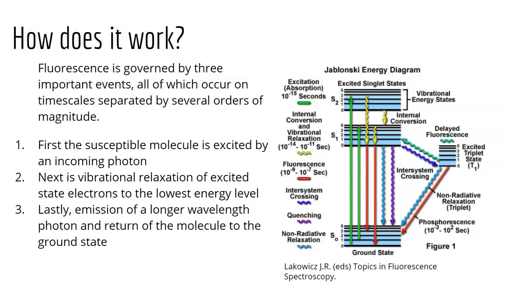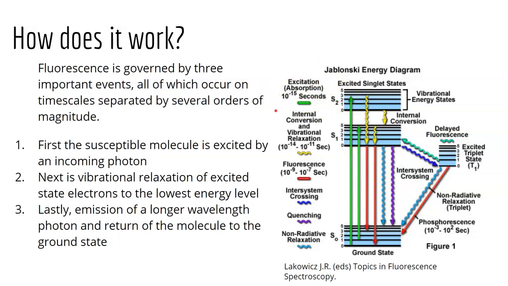Well, great question. Fluorescence is governed by three important events, all of which occur on timescales separated by several orders of magnitude. Although these timescales are separated by several orders of magnitude, they are very, very small, micro and nano portions of a second. So, first, the susceptible molecule is excited by an incoming photon. And you can see that right here in these green arrows. It's going from the ground state to the excited state right here. The absorption is 10 to the negative 15 seconds.